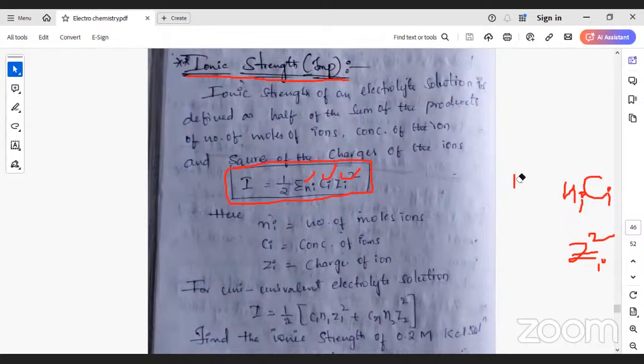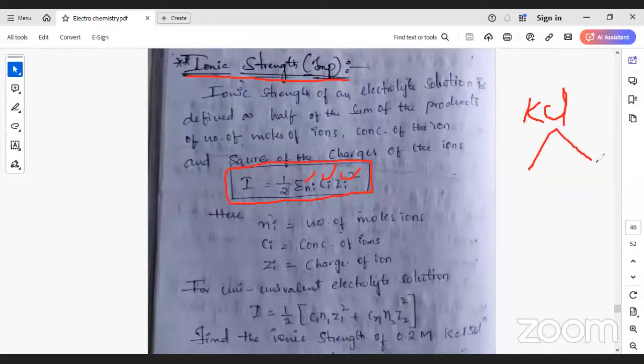Ionic strength, simple, with the help of this equation. For example, KCl is an electrolyte solution. This KCl will be converted into K plus and Cl minus ions. What are the number of moles of K plus? If 1 mole of KCl is dissociated into K plus and Cl minus, the number of moles of K plus is 1 and the number of moles of Cl minus is 1.